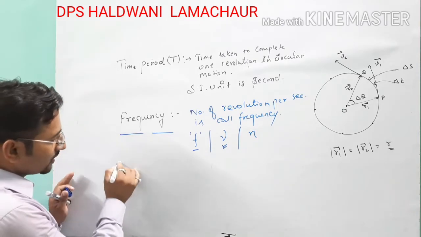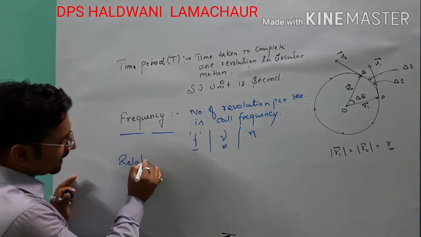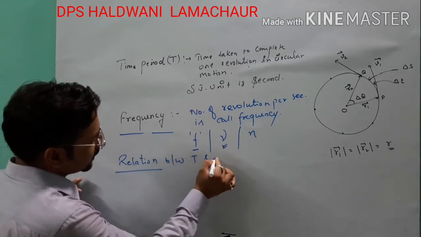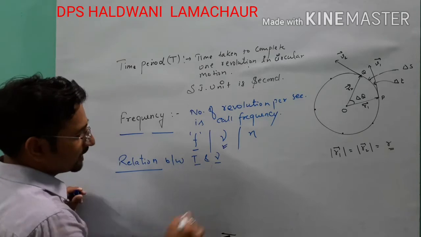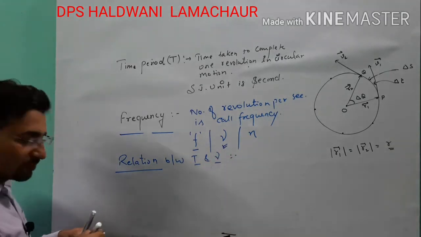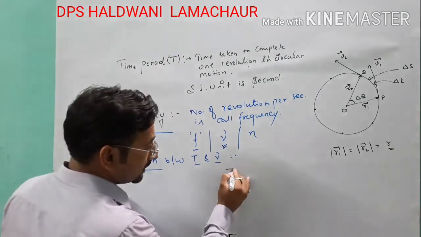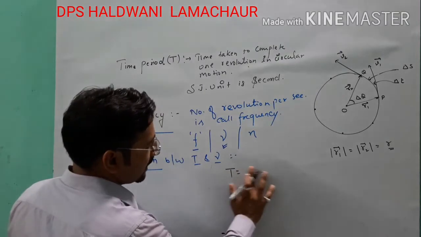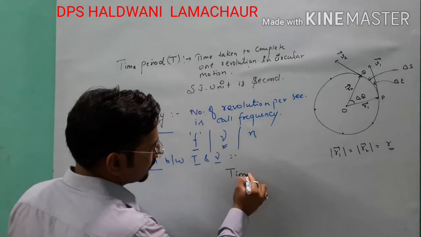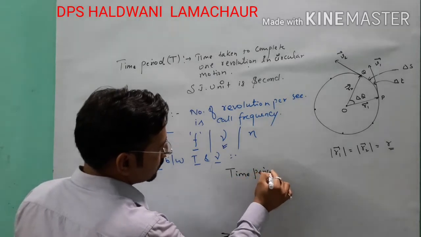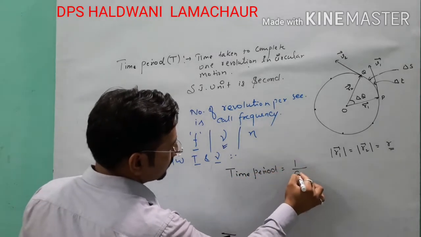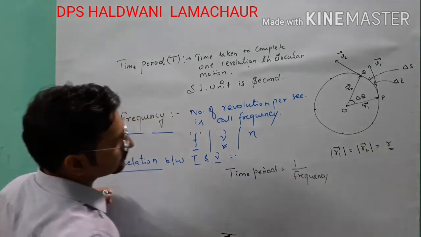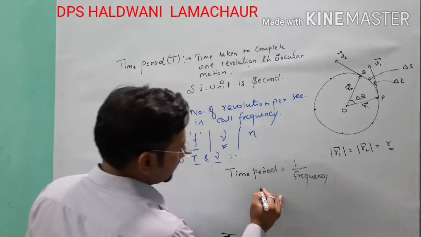Now student, the relation between frequency and time period, which is our mu, is very simple, and it is in front of you. T equals 1 over mu, which means in words, time period is equal to 1 over frequency. How can we prove it? It is very easy for you.